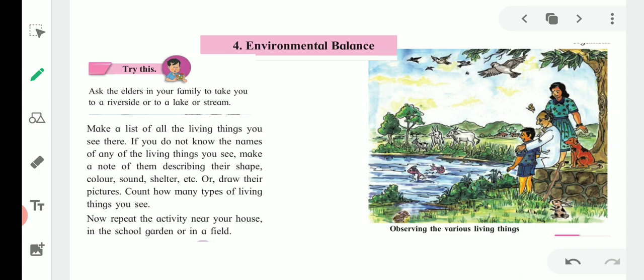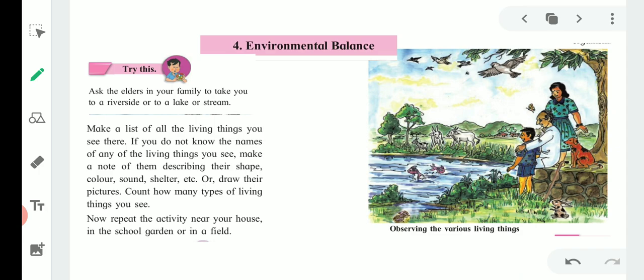As you can see in this picture, there are many living things present beside the river. There are fishes, frogs, and different types of animals and plants and different types of birds which are living on the tree beside the river. If you do not know the name of any of the living things you see nearby the river, make a note of them describing their shape, color, sound, shelter, etc. or draw their picture. Count how many types of living beings you see beside the river.